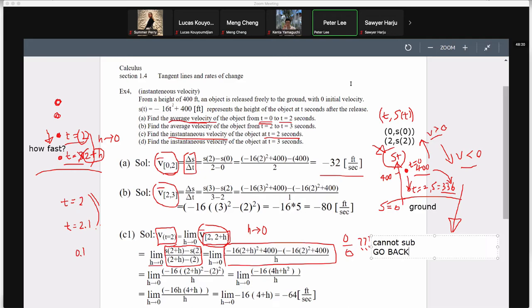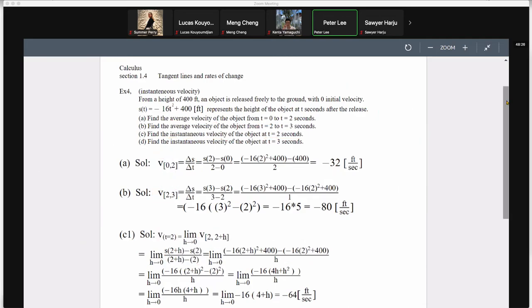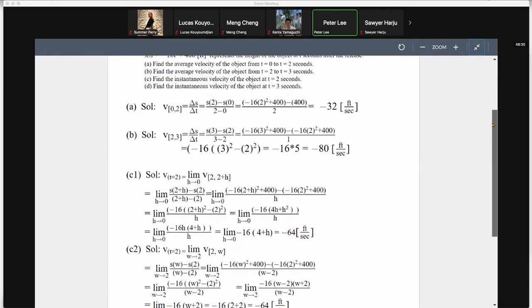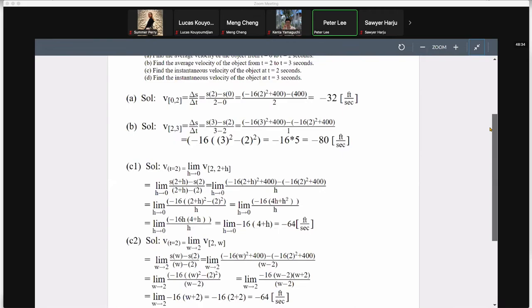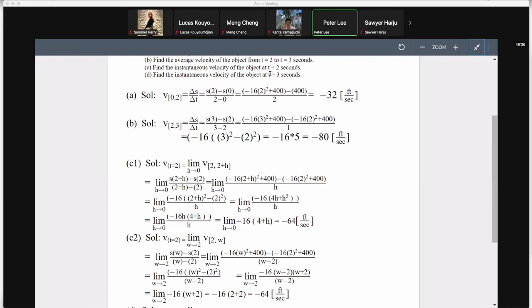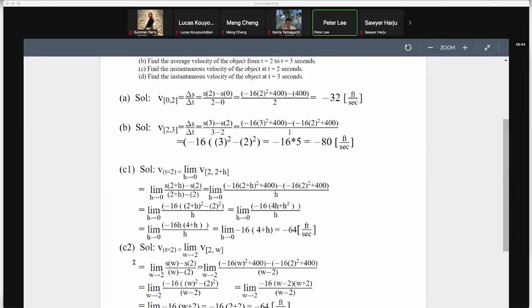So I'm going to save the picture, screenshot, and now let me clear all this. Now I'm going to scroll this down. Now let's look at C2. So what is C2? C2 is the same problem. We are doing C, but this time I named it differently.